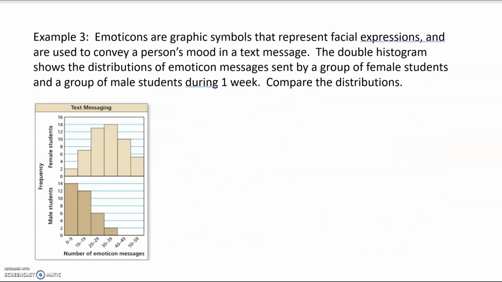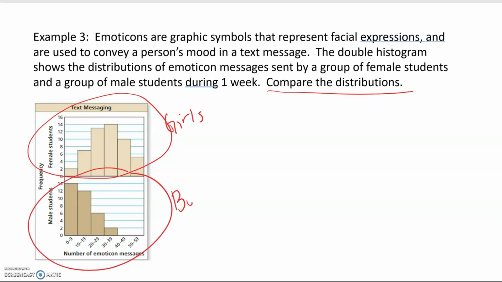Okay, our last example for histograms is about emojis. So emoticons are graphic symbols that represent facial expressions and are used to convey a person's mood in a text message. The double histogram shows the distributions of emoticon messages sent by a group of female students and a group of male students during 1 week. Compare the distributions. So on top we have females. On bottom we have males. And we want to compare the two.